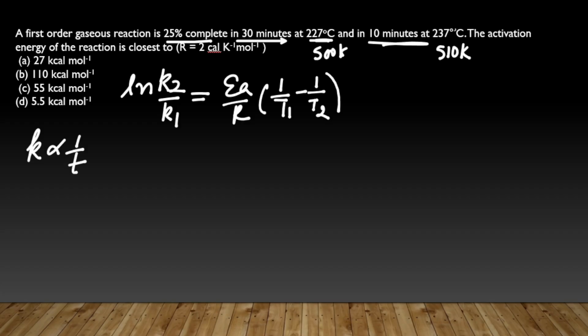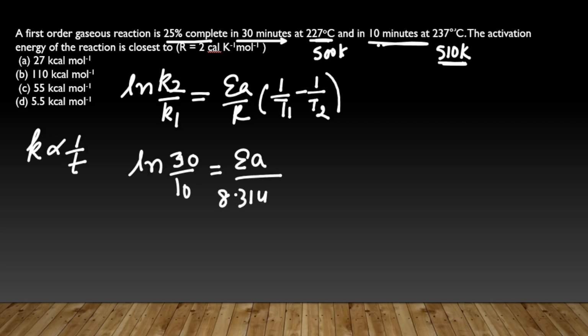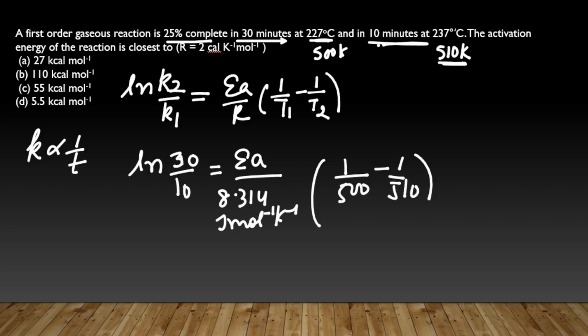So K2 is at 510 Kelvin, which is the 10 minutes, so that will go in the denominator. And for K1, the 30 minutes time, that is going to come in the numerator. This is equal to activation energy Ea upon 8.314 joules per mole per Kelvin, times temperature T1, which is 500 Kelvin, and this one is 510 Kelvin, right? So just solve this.